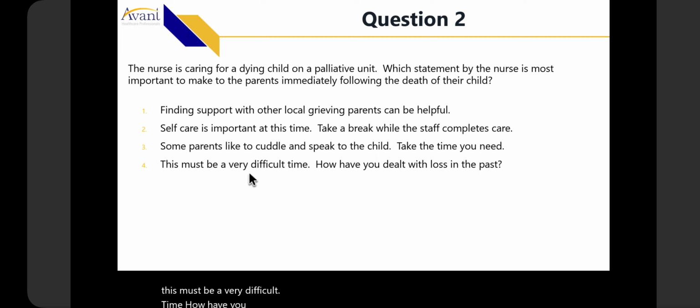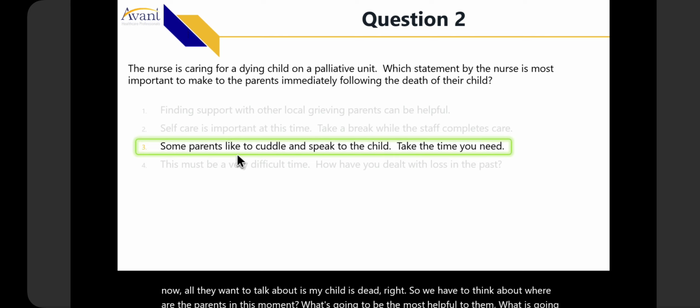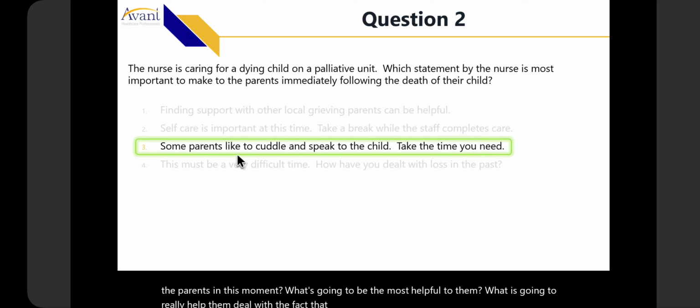But number four, this must be a very difficult time. How have you dealt with loss in the past? This is kind of an analysis of, what are your typical coping mechanisms? Not something they want to talk about right now, right? Right now, all they want to talk about is my child is dead, right? So we have to think about, where are the parents in this moment? What's going to be the most helpful to them? What is going to really help them deal with the fact that they've just lost their child?